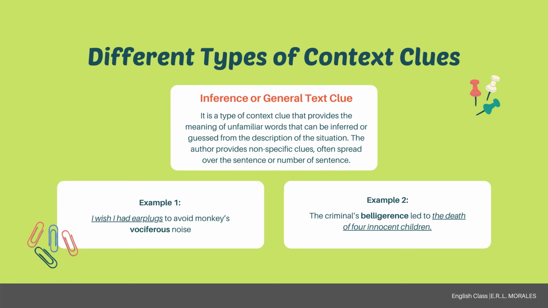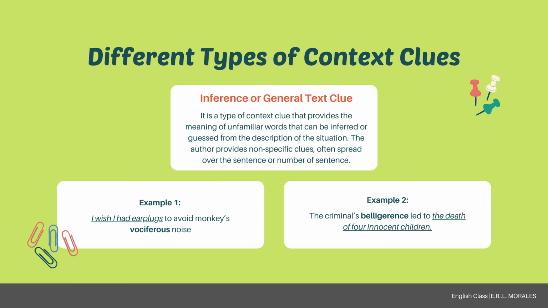Example number 1. I wish I had earplugs to avoid monkeys' vociferous noise. So we already have a clue there which we can infer with the situation. So you wanted an earplug. Why? Because there are noises. So vociferous means it's loud noises.